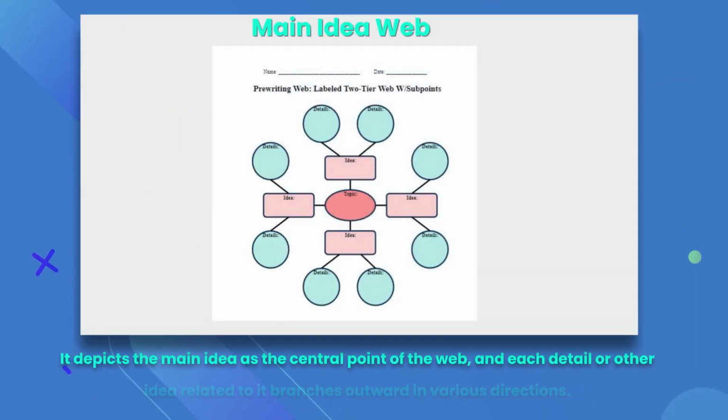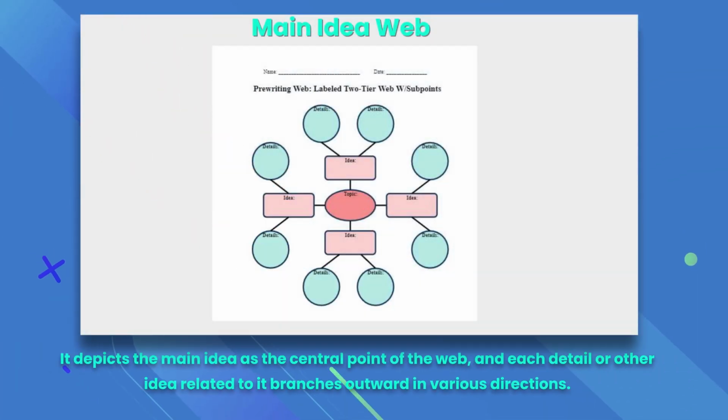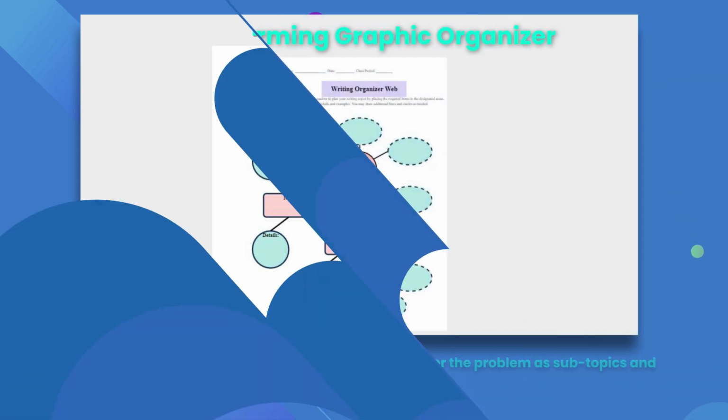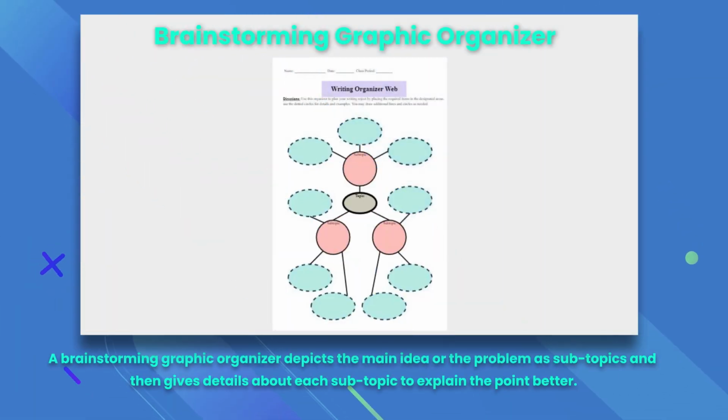Main idea web. It depicts the main idea as the central point of the web, and each detail or other idea related to it branches outward in various directions. Brainstorming graphic organizer. A brainstorming graphic organizer depicts the main idea or the problem as subtopics and then gives details about each subtopic to explain the point better.